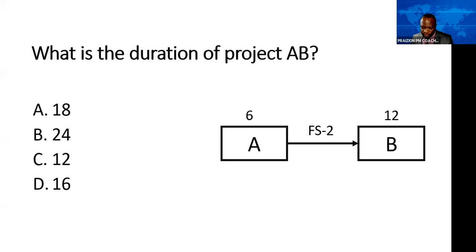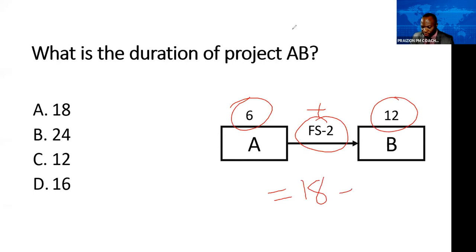Let's end the poll. Here are the results. And it's polarized towards D. That's because D is the answer, okay? D is the answer. How do you get it? The trick is this. FS -2 is a lead. So whenever you see a lead, it means it's going to be shorter than the addition of these two. 6 plus 12 is 18. Minus the 2, you get 16. So that is why the answer is 16.